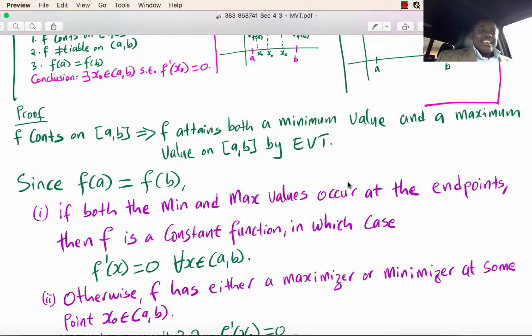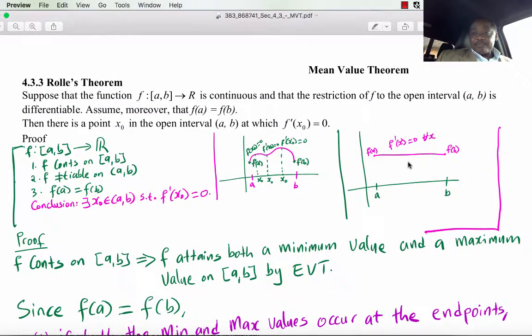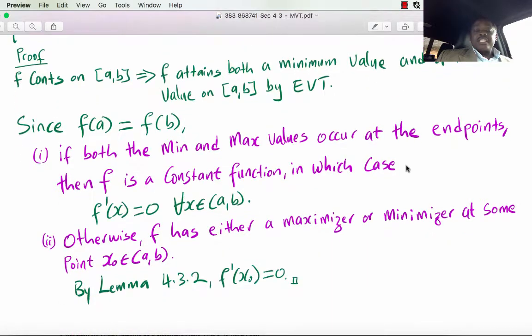Proof. f continuous on the closed bounded interval implies that f attains both a minimum value and a maximum value on the closed bounded interval [a, b] by the extreme value theorem, EVT. Now, since f(a) equals f(b), if both the minimum and the maximum values occur at the endpoints, then f is a constant function, in which case the first derivative of f at x equals 0 for every x in (a, b). Any of those x would be x₀, and we're done.